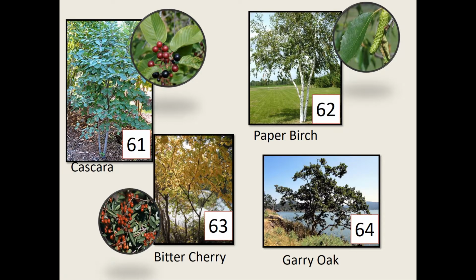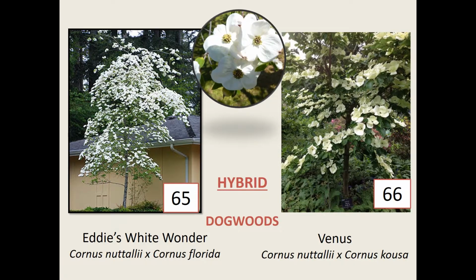Cascara, birch, cherry, and oak are some medium-sized deciduous trees. Deciduous trees are those that lose their leaves every fall. Two hybrid dogwoods are eligible for reimbursement. Hybrids are produced by two species of the same genus.